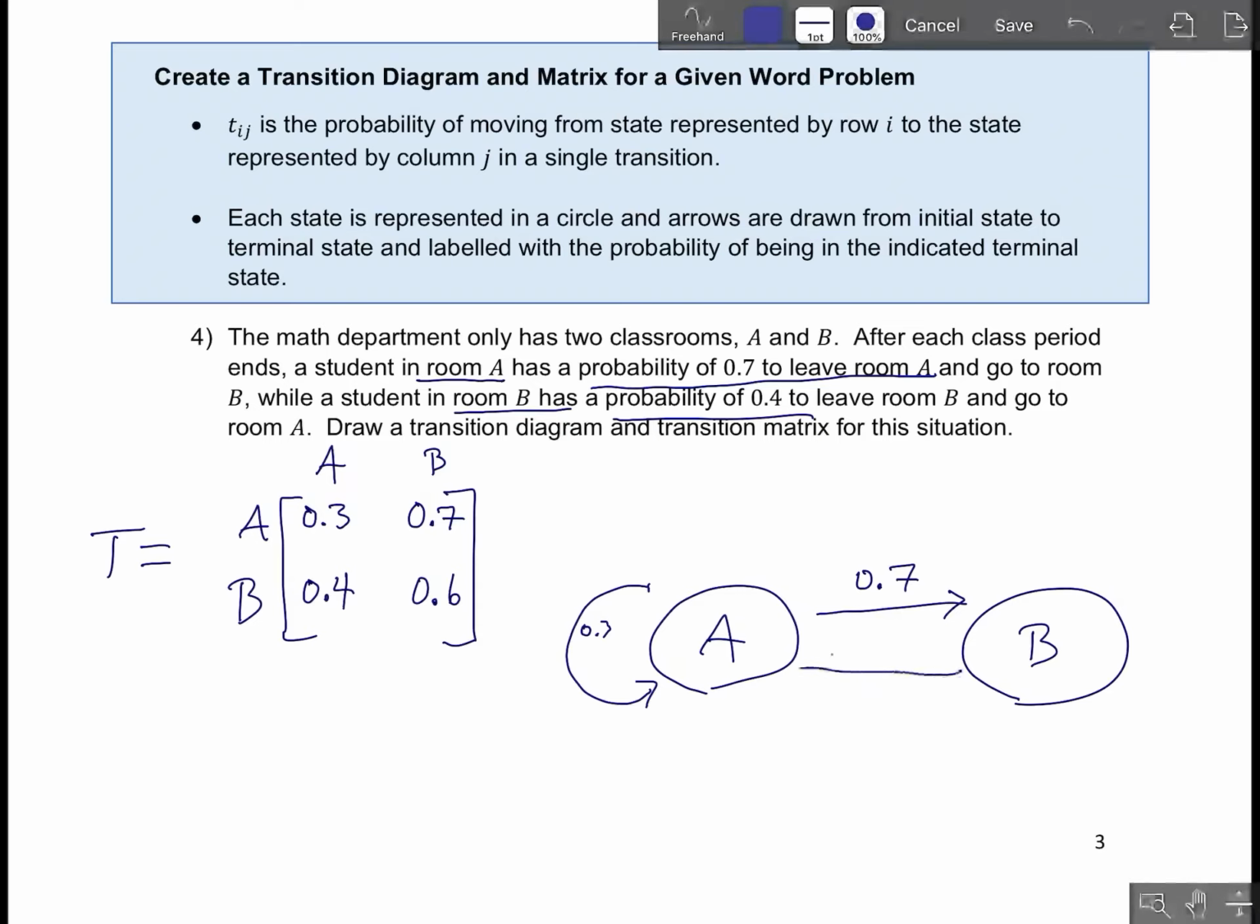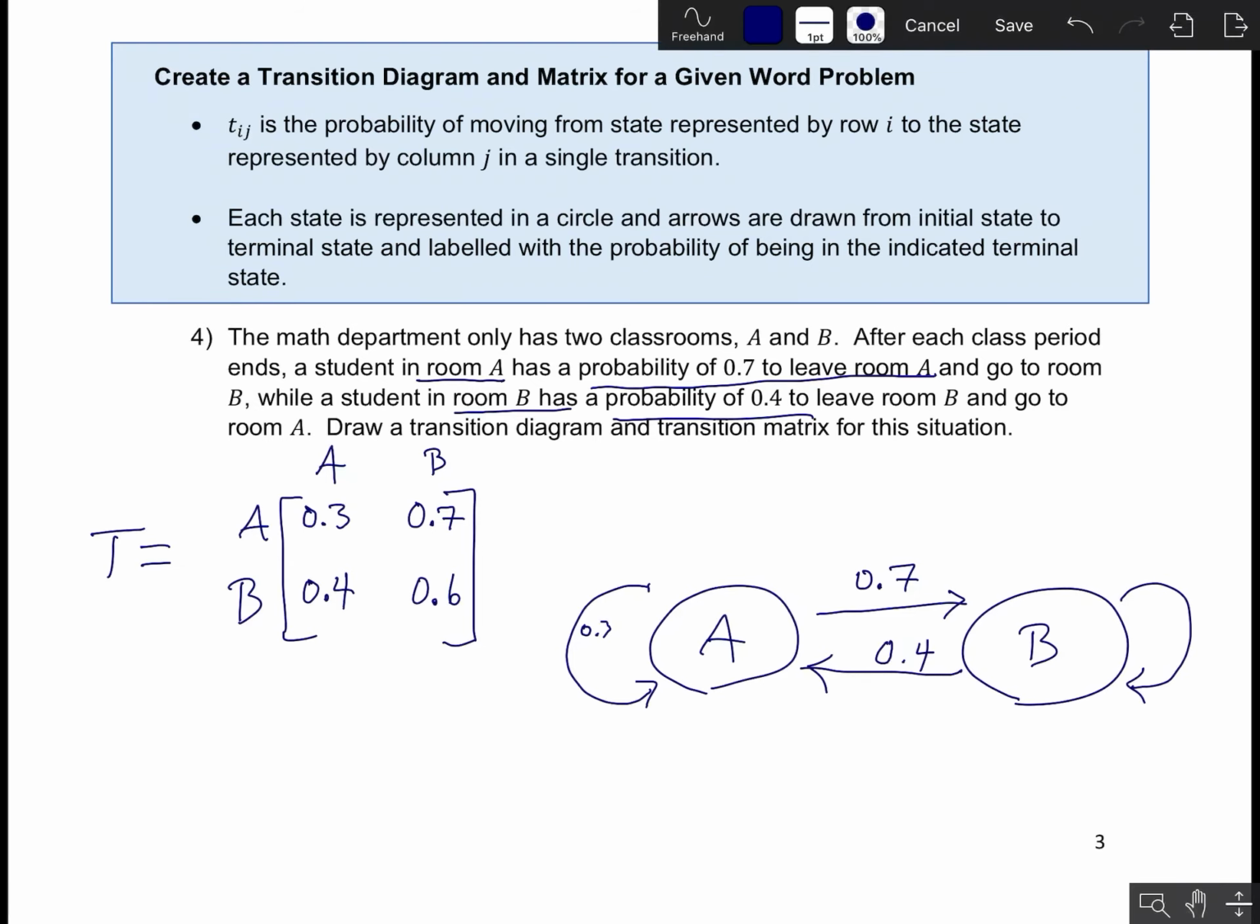And then similarly, maybe just to make sure that you're following, why don't you decide what you think this arrow should have as its label? So the arrow that goes from B to A, you can pause the video if you need to think about it, but this is going to correspond to the transition from B to A, which lives here in the transition matrix. So that would be a 0.4.